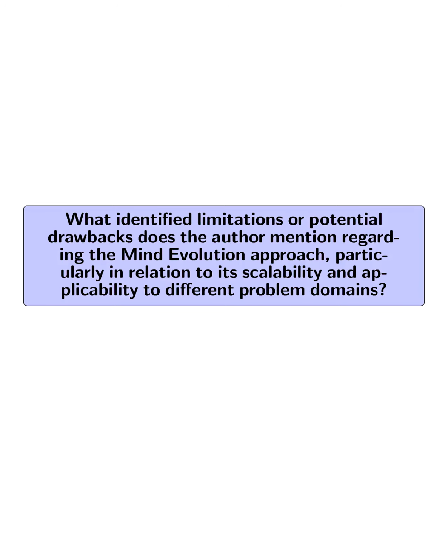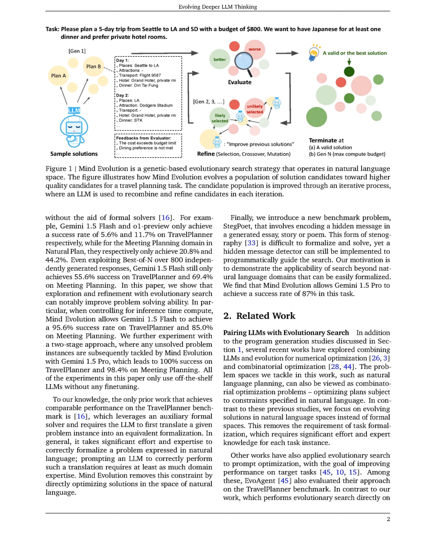What identified limitations or potential drawbacks does the author mention regarding the mind evolution approach, particularly in relation to its scalability and applicability to different problem domains? The author identifies several limitations and potential drawbacks of the mind evolution approach. Firstly, while the method shows strong performance in natural language planning tasks, it relies heavily on the quality of the evaluation function, which can vary across different problem domains, potentially affecting its scalability.